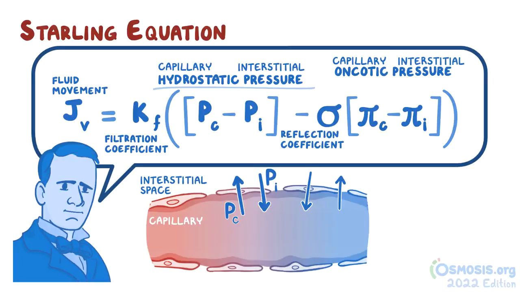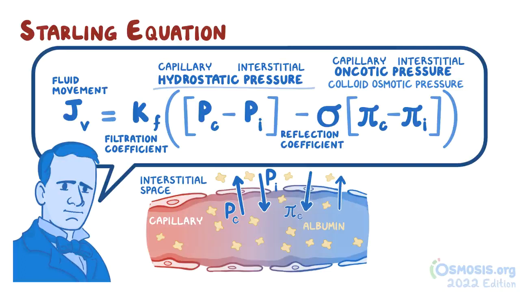Then there are the oncotic pressures, sometimes called colloid osmotic pressures. And it's caused by proteins like albumin, which pulls fluids towards them. Here we have the pi C, or capillary oncotic pressure, which pulls fluids into the capillary. In addition to the pi I, or interstitial oncotic pressure, which pulls fluids into the interstitial space. But since there's usually little protein in the interstitial space, the interstitial oncotic pressure in normal conditions is close to 0.